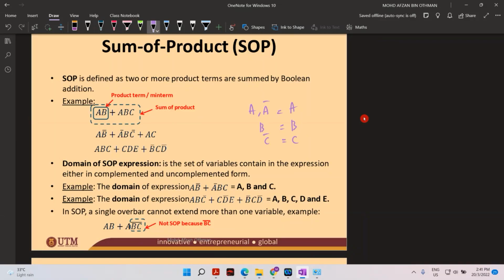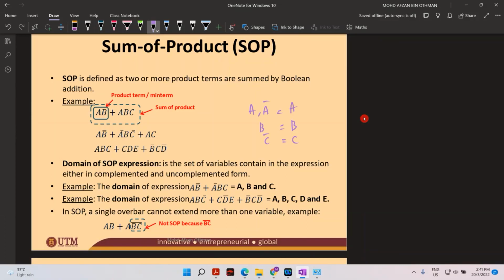Okay, for example here. Okay, the domain of the expression A B bar plus A bar B C. Okay, we can relate the domain to the inputs. Okay, how many inputs do we have? If we look here at A B bar plus A bar B C, we have 3 inputs, which are A, B and C. So this is the domain. We have domain A, B, and C.